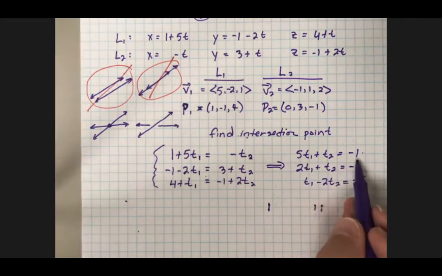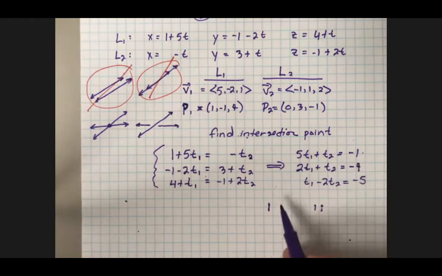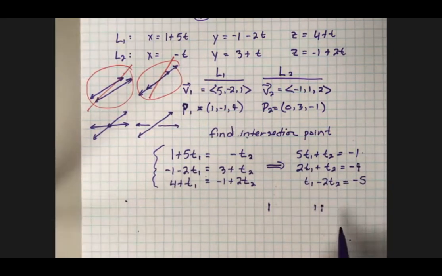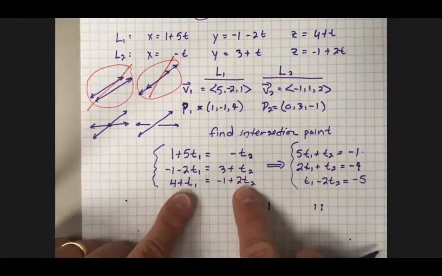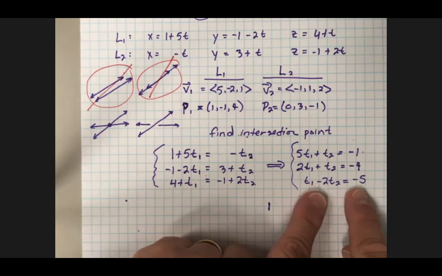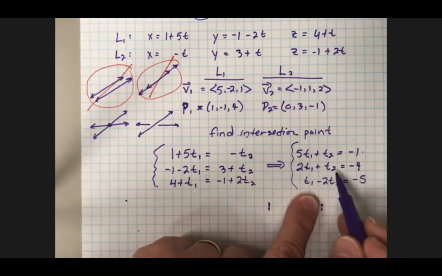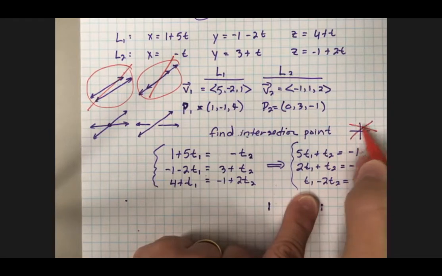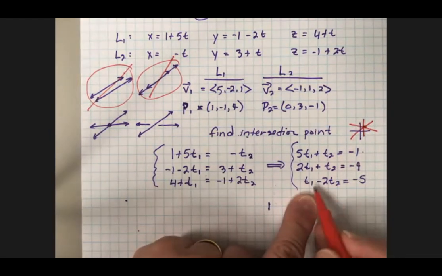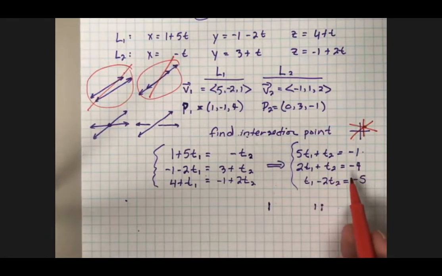So I have 5t1 plus t2 is negative 1, 2t1 plus t2 is negative 4, and t1 minus 2t2 is negative 5. Now look at how this problem has been transformed. It does represent two lines in space. But I also want you to realize that this represents three lines in the plane. And what I'm trying to find is a point t1, t2 in a plane that contains all three of these lines. Is that possible? Well, certainly it's possible, but it's rare.